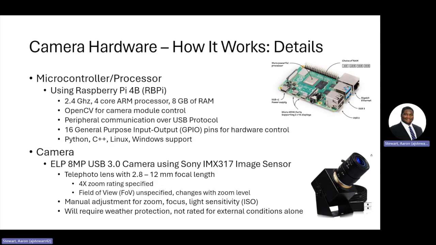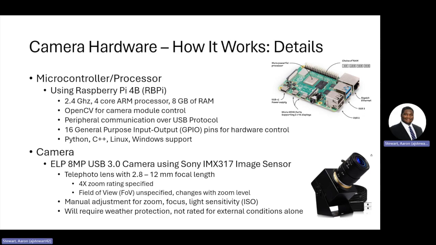And so to go into details, the microcontroller or processor that we're going to be using for this project is the Raspberry Pi 4B. It is a 2.4 gigahertz 4-core ARM processor with 8 gigabytes of RAM. It's capable of hosting Linux, Windows, and Mac if you choose to do so, or you can just run on the innate Raspberry Pi OS. And it's capable of programming in both Python and C++, depending on what you need for your application.